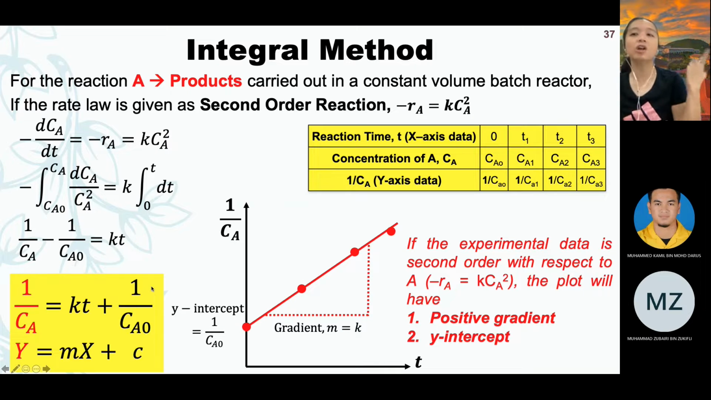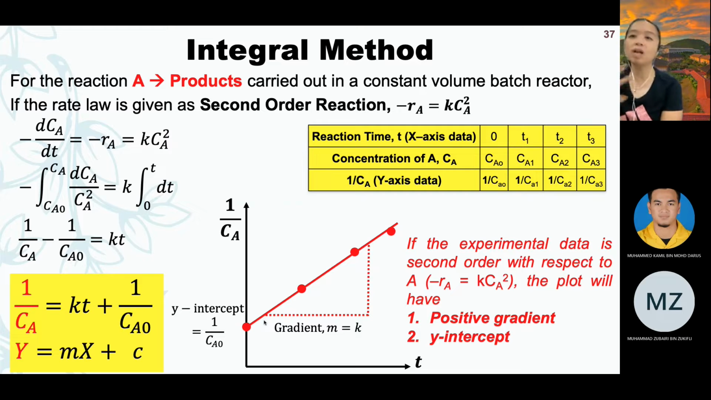Requirement pertama. Requirement kedua. Tengok kat belakang tu ada plus 1 per CA0. So, plus 1 per CA0 tu adalah kamu punya pintasan Y. So, your graph will have a Y-intercept. So, if and only if your reaction second order, your graph will show these things: straight line with a positive gradient with a y-intercept. Kalau reaction kamu bukan second order, dia tak akan memenuhi keperluan ini.